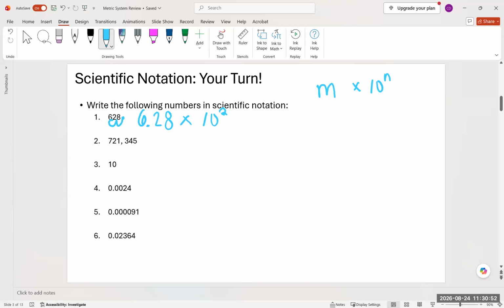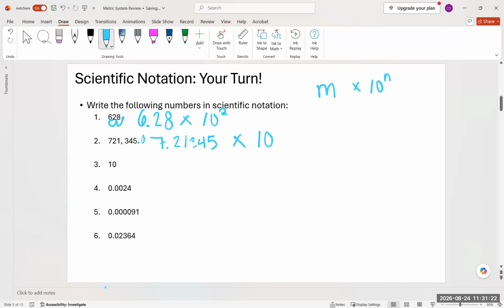So for the next one, we have a really large number. So remember, we're going to first start by writing the M portion of our formula. So that's going to be 7.21345, because remember, only one non-zero number can go in front of that decimal. Now we have to figure out what our exponent is going to be. So remember, when there's not a decimal shown, we just assume it's after that last number.